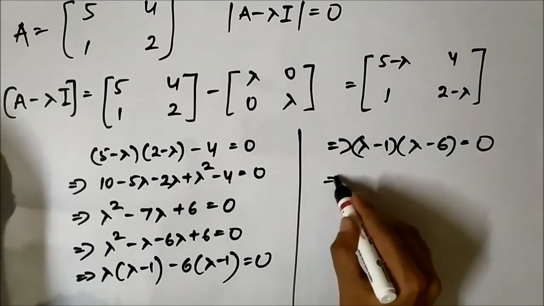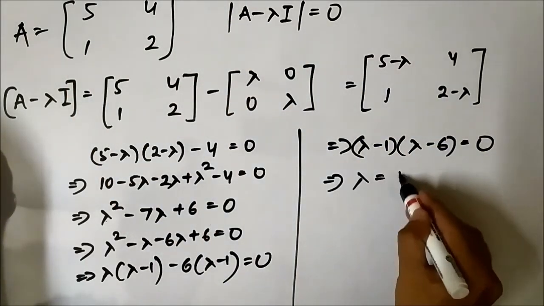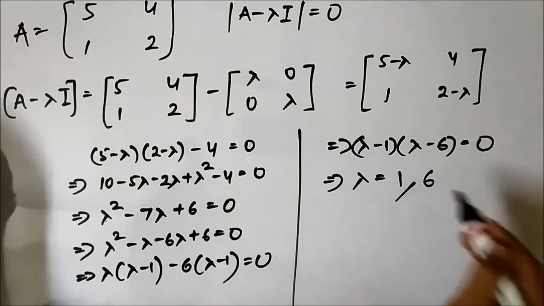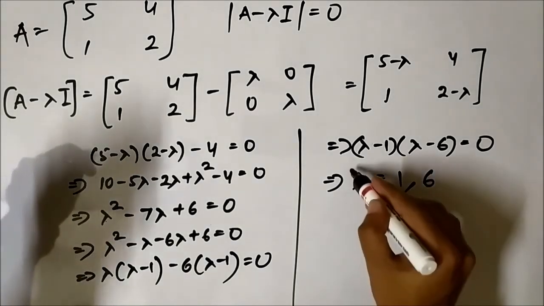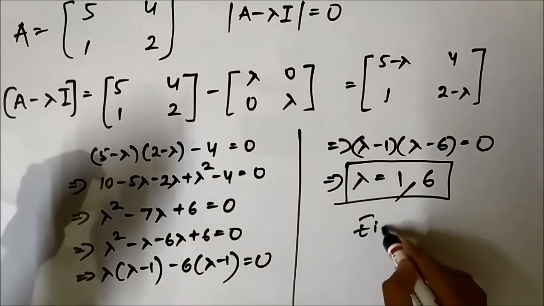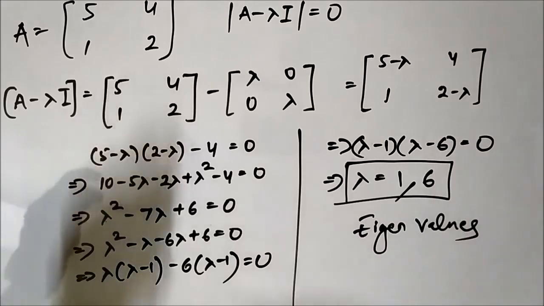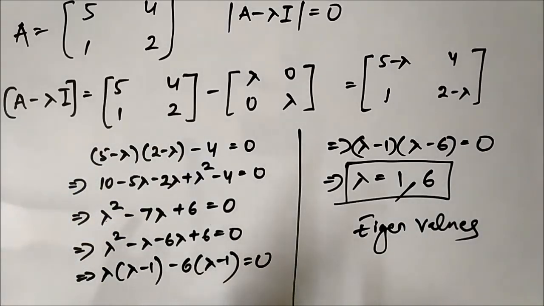So the two eigenvalues of this matrix A are lambda is equal to 1 and lambda is equal to 6. These are the two eigenvalues of the matrix. Okay. So this is how we calculate the eigenvalues of a 2 cross 2 matrix.